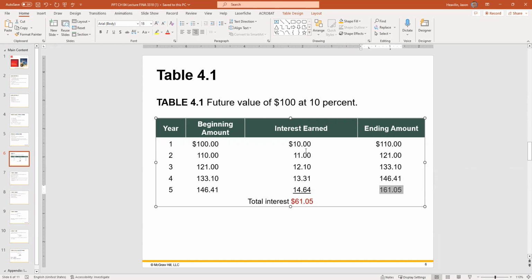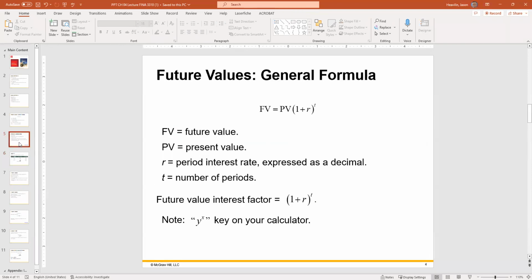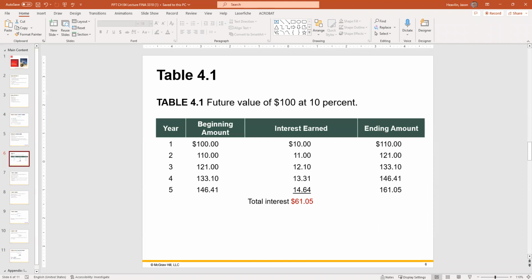If this was a simple interest scenario, this $10 would always be the same, because you would only be earning 10% of the original 100. So this would have been $50 instead of $61.05, and you would have ended up with $150. To put this example using the future value formula, we're going to bring in Excel.